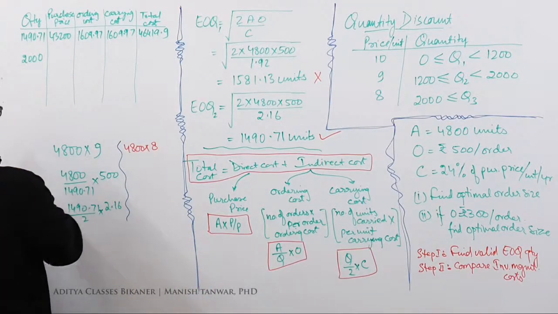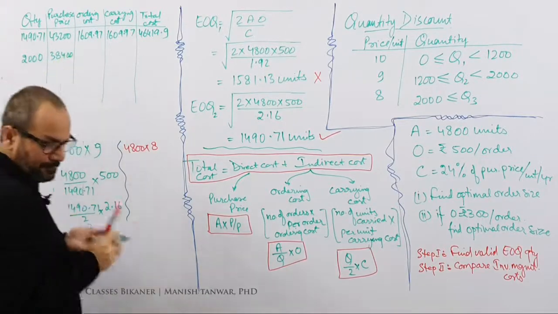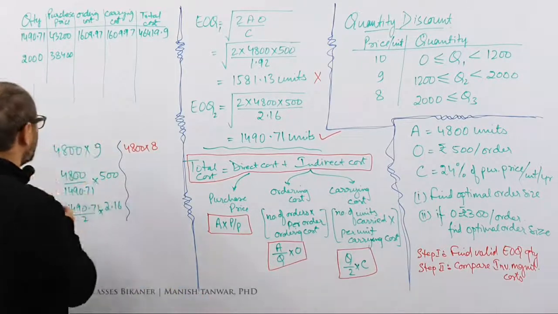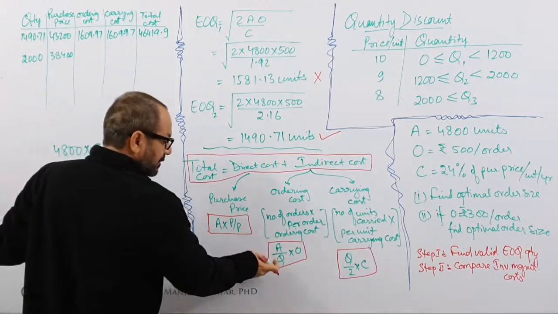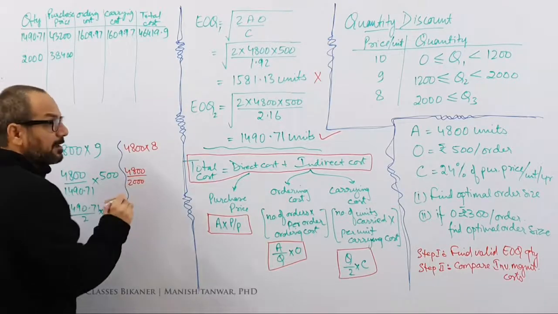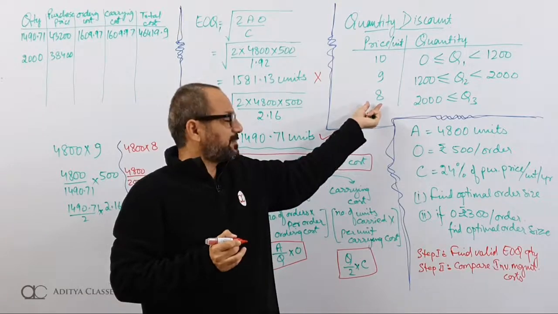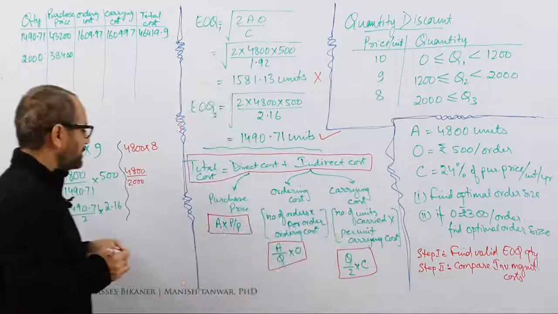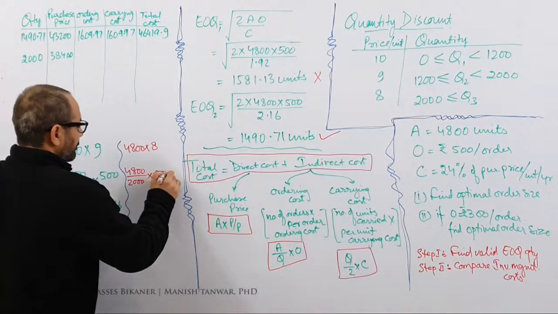It becomes 38400. Fine. And then the next one would be 4800 units ordering cost. A is 4800, but this time order size is not 1490. This time order size is 2000 because I am trying to get a purchase price of 8 rupees. When can I get a purchase price of 8 rupees? If I am placing an order of 2000. And ordering cost would be 500 again.